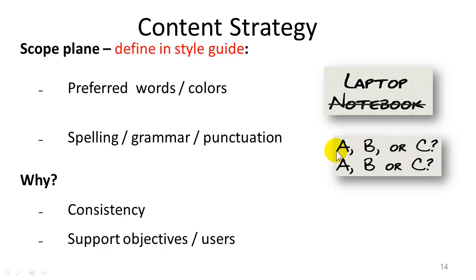With respect to content, spelling, grammar, punctuation, if I had a series of items, am I going to put commas between all of them? Or am I going to leave off the comma before the one with the conjunction here? Or, here again, we need consistency. So this is some of the things that we were looking at in the content scope plane, and if they weren't looked at at that point, we need to look at them now.